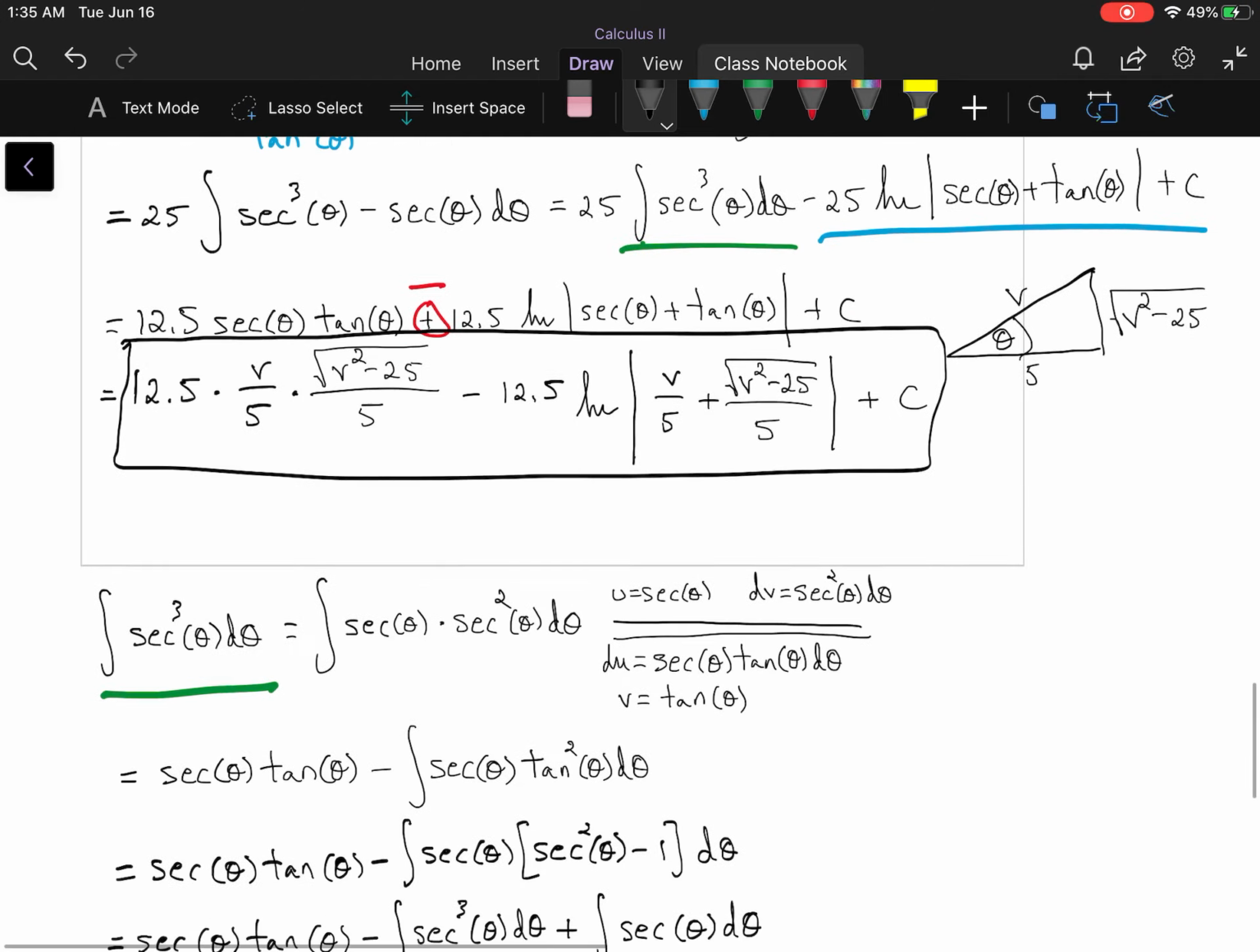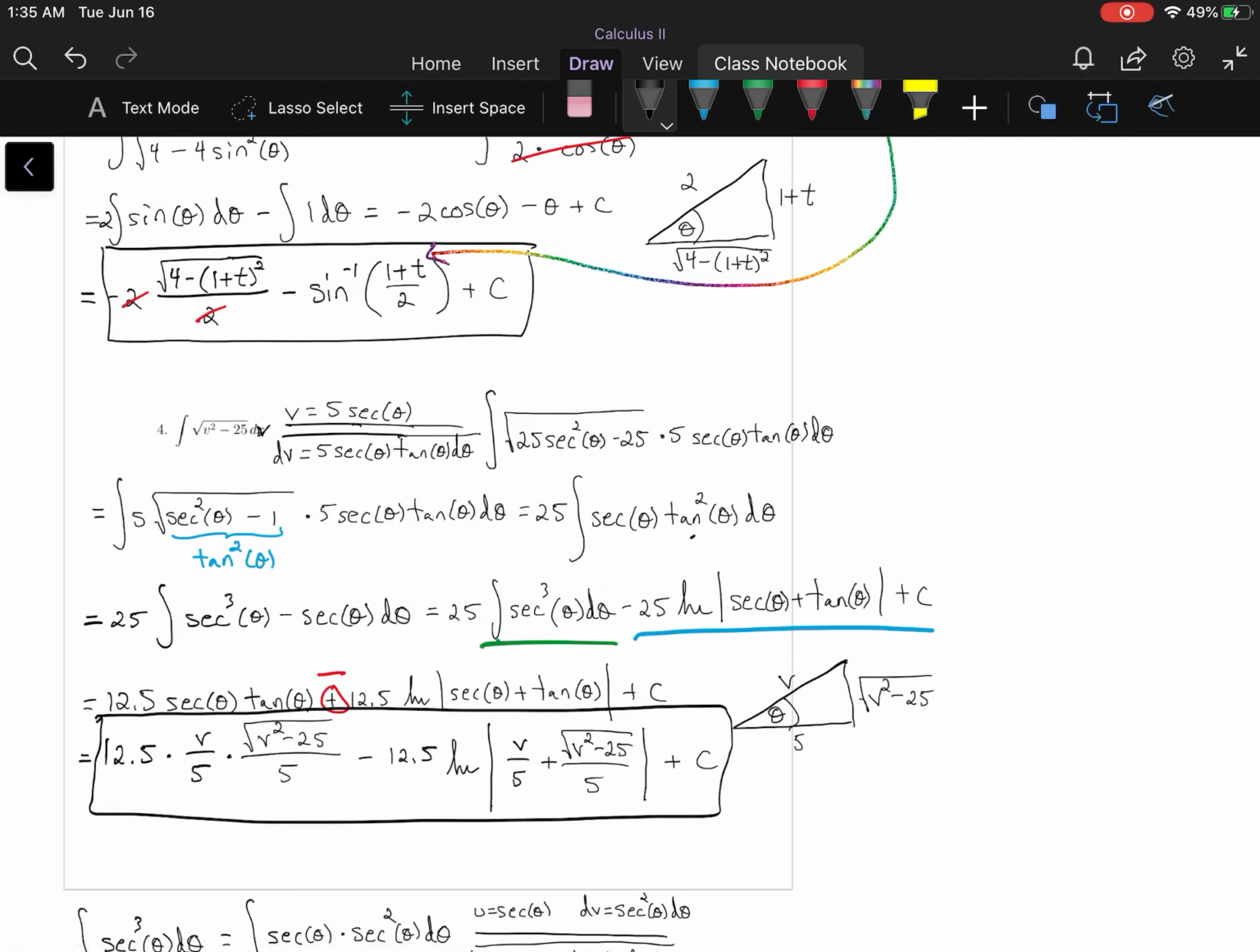And that's it. It is a tricky method to do, but a useful one to know. You'll get more practice in homework, and let me know if you have any questions.